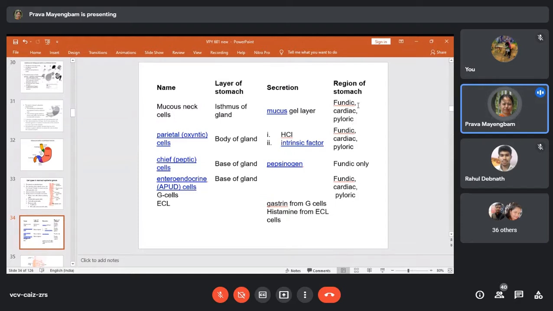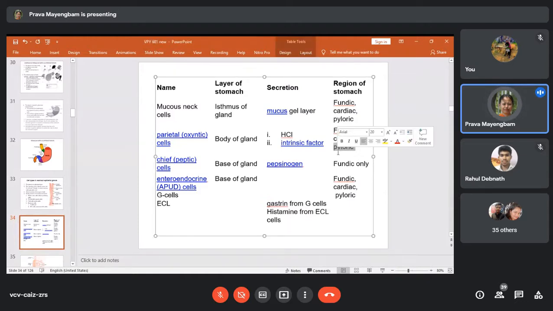The stomach proper again has the cardiac part and the fundic part. Then the parietal cells, also called oxyntic cells, form the body of the gland, and their secretions are acid and intrinsic factor. Intrinsic factor is a chemical that helps in the absorption of vitamin B12 in the digestive tract. These parietal cells are present in the fundic and cardiac parts. In the pyloric part as such, there is no secretion.